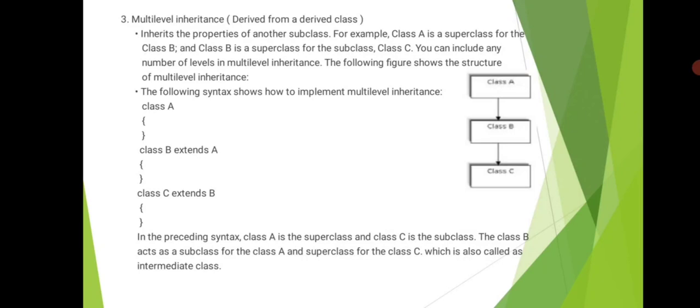Okay, you can include any number of levels of multi-level inheritance. The following figure shows the structure of multi-level inheritance. In this figure we have a class A which is inherited by class B. Class B is again inherited by class C. So class B becomes a subclass for class A but a superclass for class C. This class is called an intermediate class.